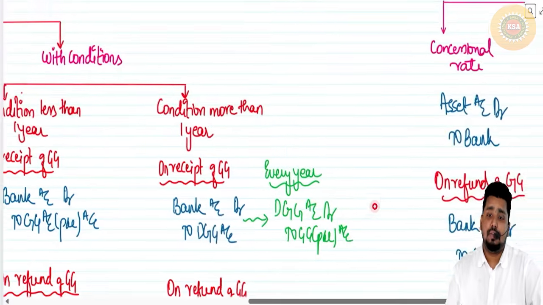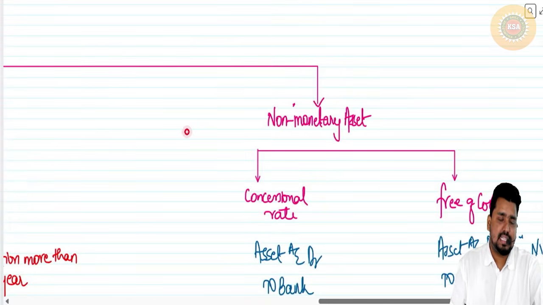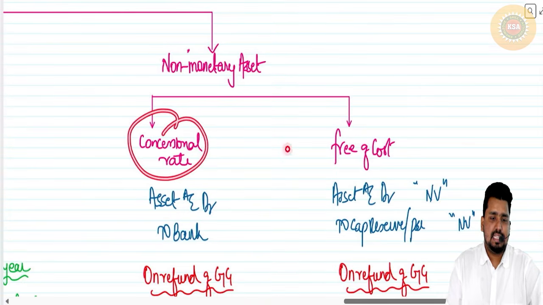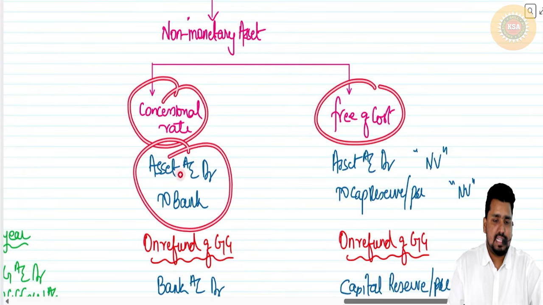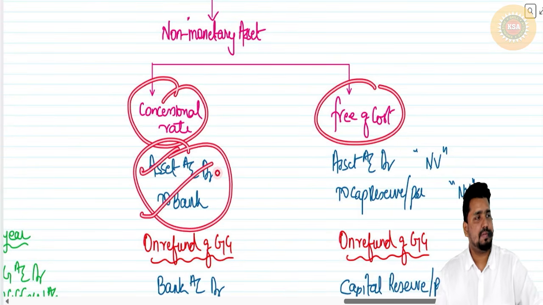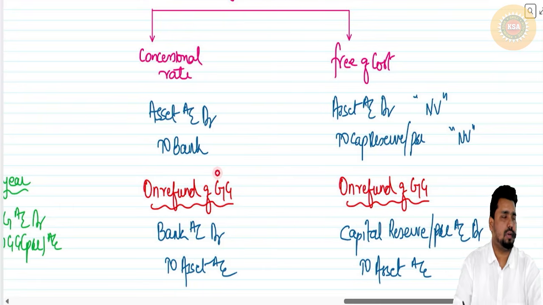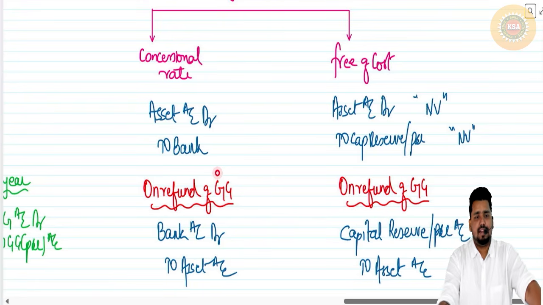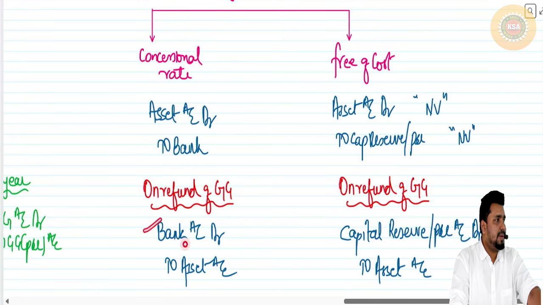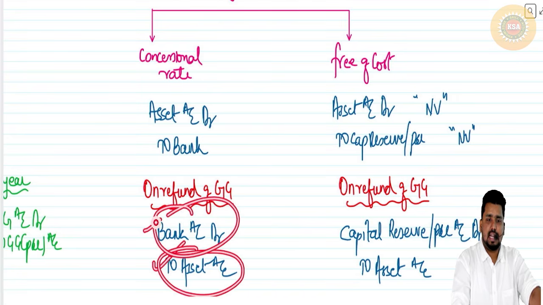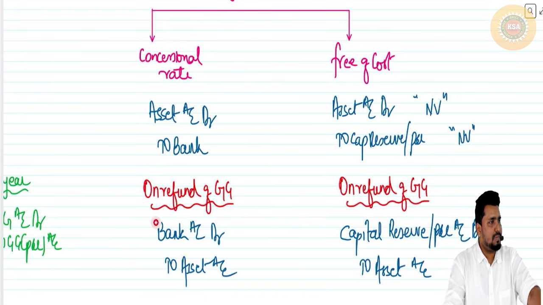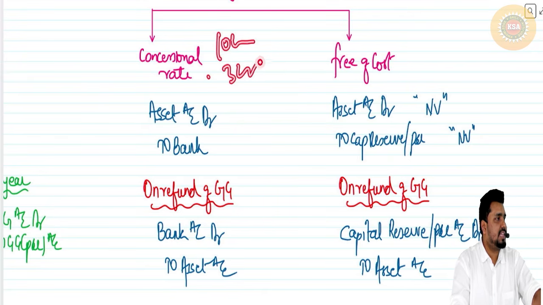Clear? Sir, one more thing you also taught: non-monetary asset, at concessional rate or free of cost. When I purchase an asset at concessional rate, what is the journal entry I was passing? Asset account debit to bank account. On refund, what entry will pass? Bank account debit to asset. It means you are giving away the asset and getting the amount back. Sometimes the government will ask, you remember, 10 crores they are giving for 3 crores.